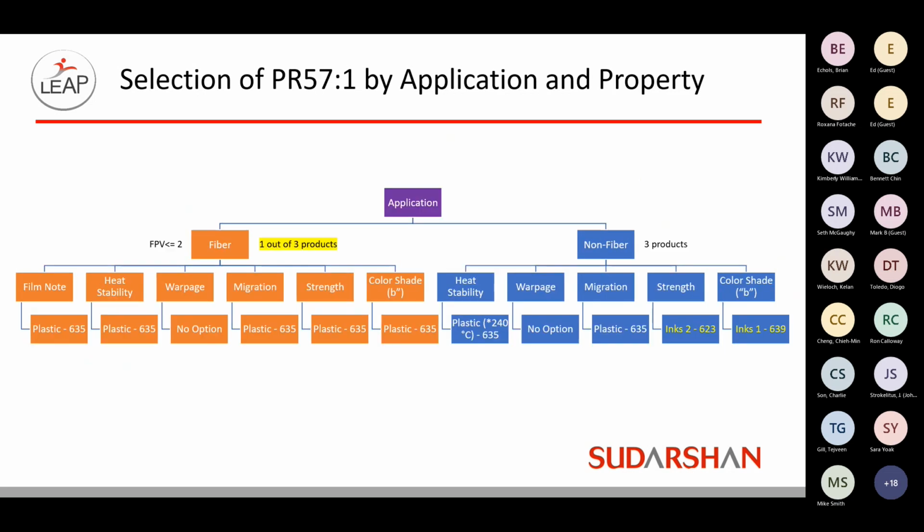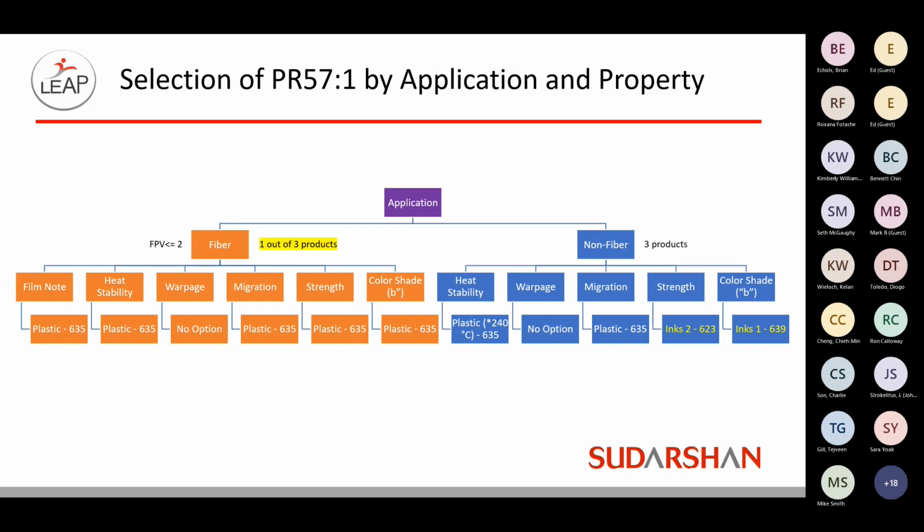And lastly, jumping over to the classical grouping of pigments, here I chose the Pigment Red 57.1. Similar idea here. If it's a fiber application, you really only have the one option, the plastics grade, because of the FPV value. All 3 are appropriate for a non-fiber application. Taking it a little further into heat stability, the plastics grade did have the highest response of the 3.